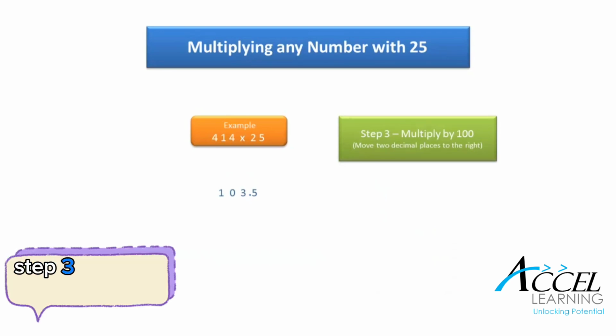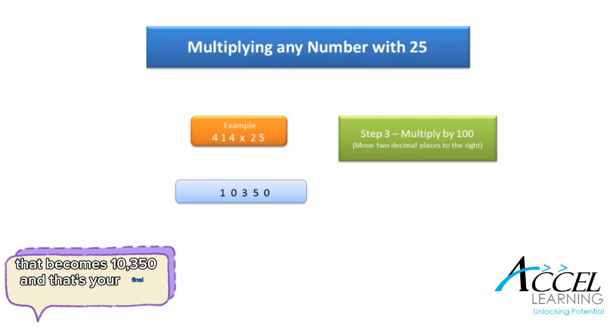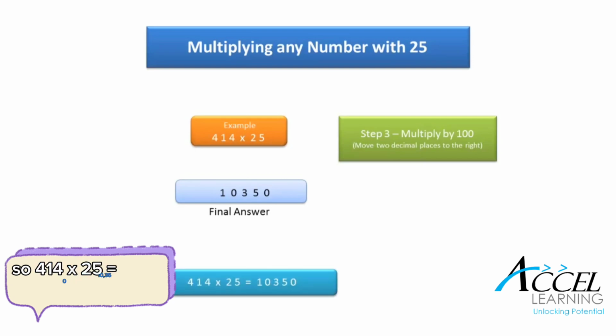Step 3. Multiply by 100. So when you multiply 103.5, you move 2 decimal places to the right. That becomes 10,350. And that's your final answer. So 414 times 25 equals 10,350. See how easy it is?